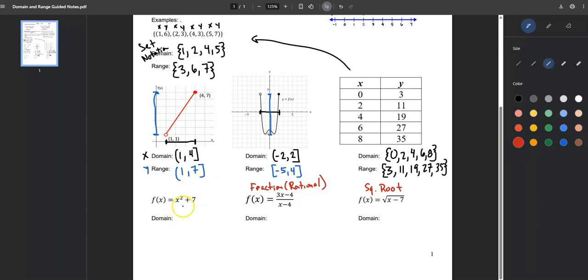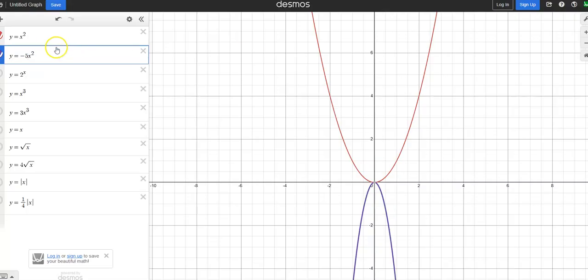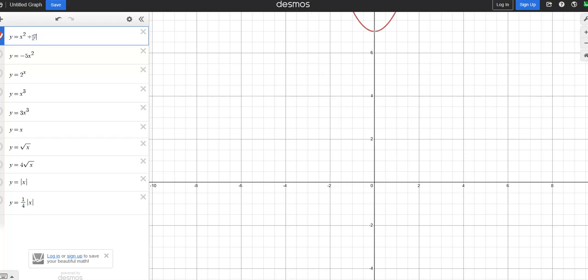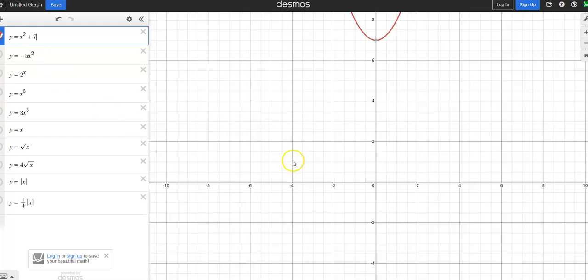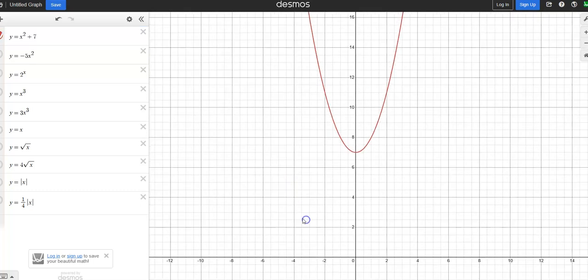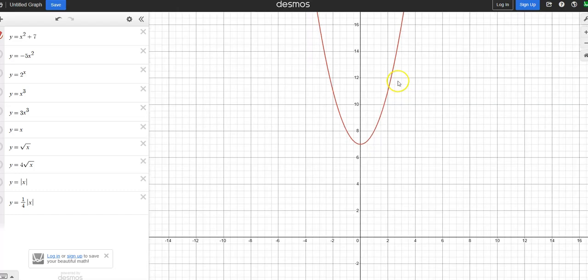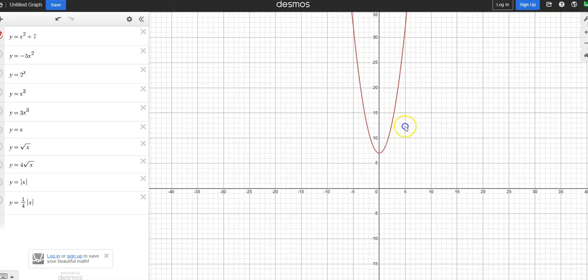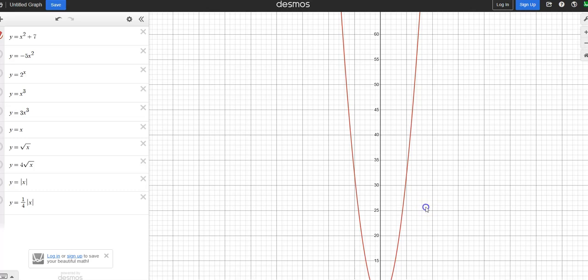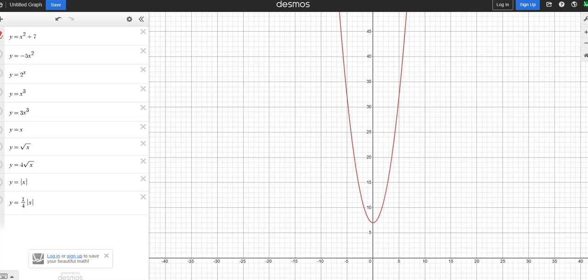So if I look at this one, x squared plus 7, let's just go back to our Desmos here and go plus 7 here. This graph is moving left forever and right forever. So it has these arrows on it. It's just moving forever. Again, if we keep zooming out, it's just going to keep on moving left and right forever, okay?